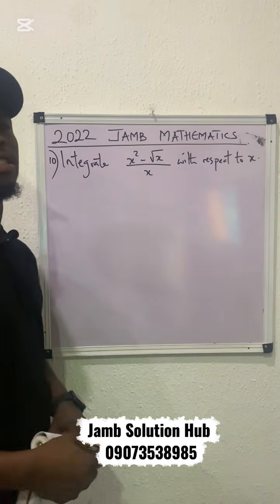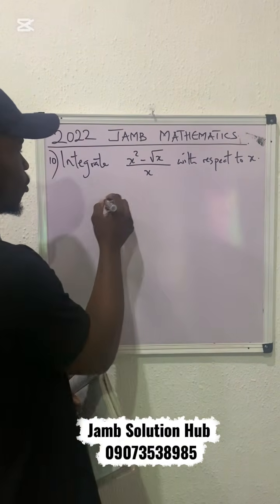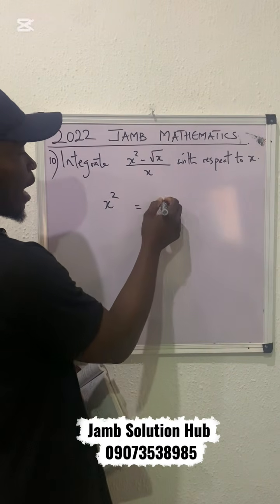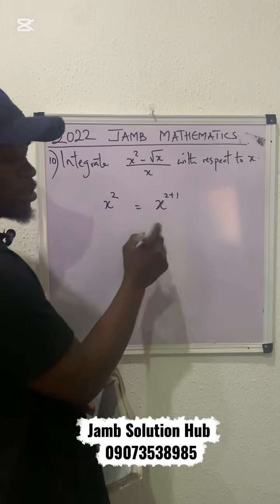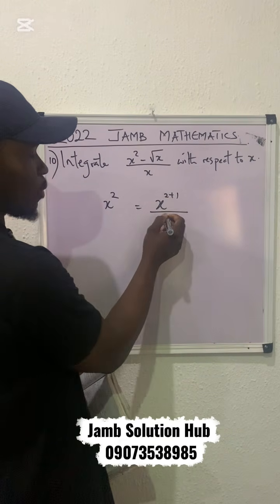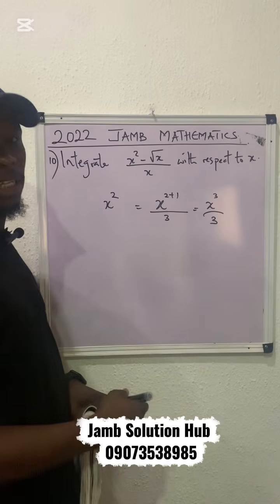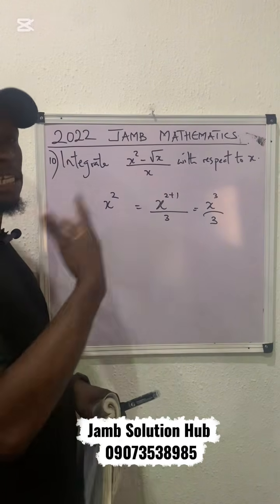Don't forget, in integration, for example, if we want to integrate x squared, we add 1 to the power and divide by the new power, which is 3. So this becomes x raised to power 3 over 3. That's what we do for integration.